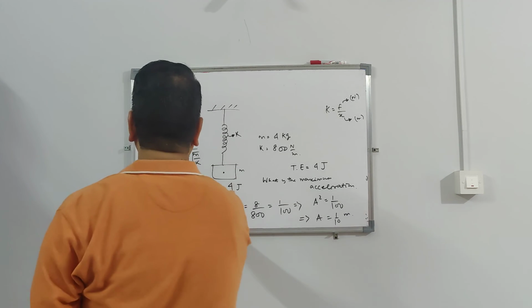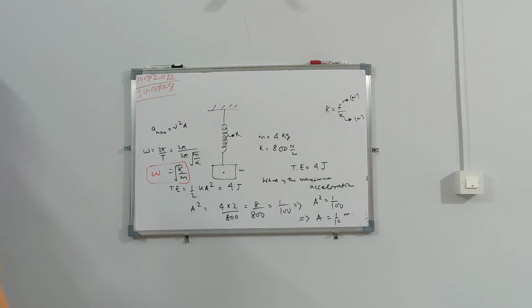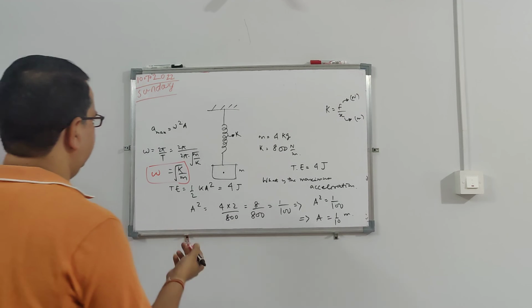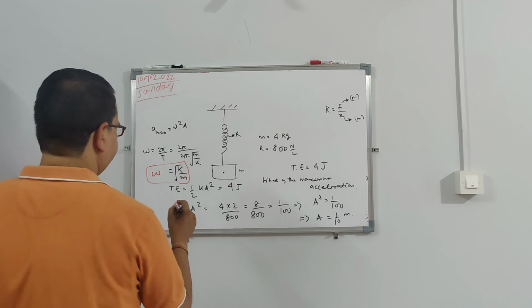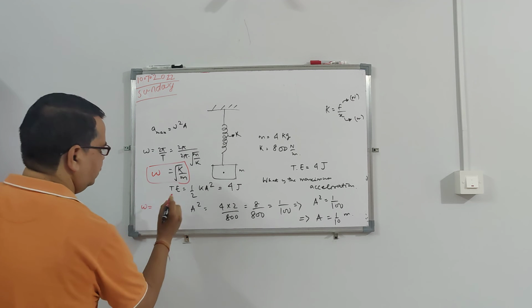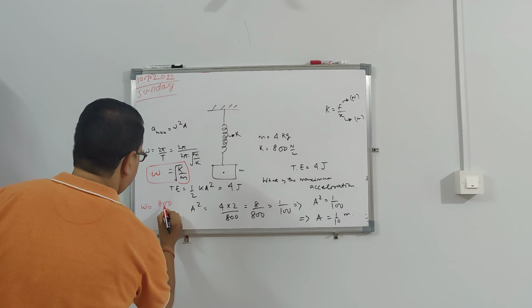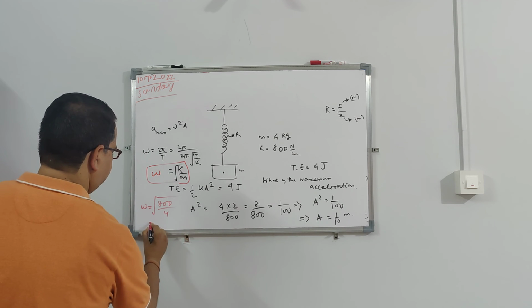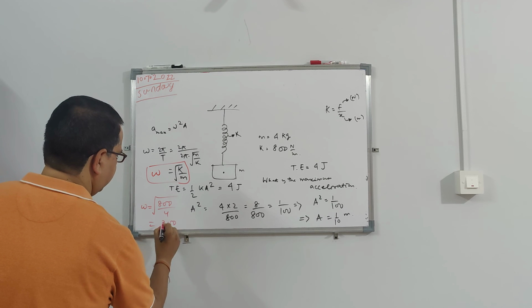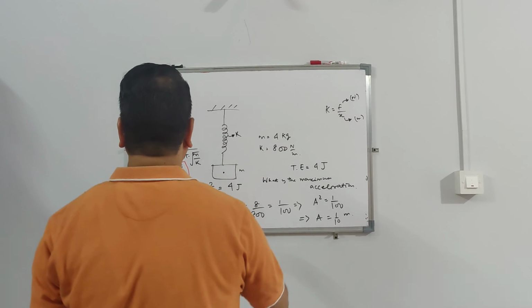So this also is a formula you should remember. Omega is equal to root of k by m. That also you should remember. So omega is equal to root of k by m, and m we know: 800 by 4. My k is equal to 800, m is equal to 4, then square root, right? So this is root of 200.